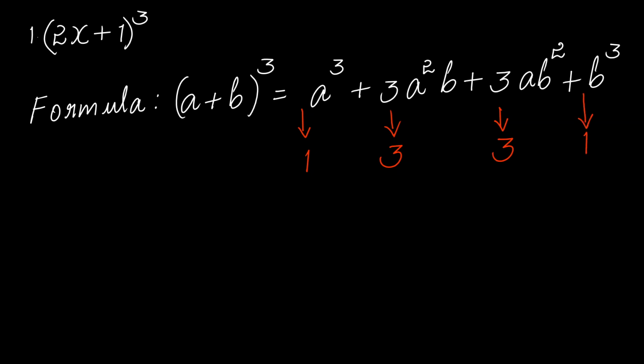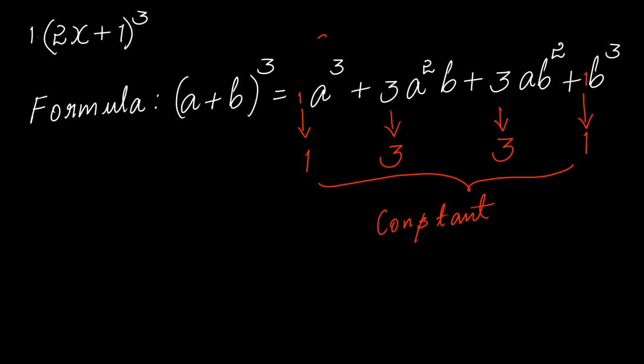Look at the first term. In a cube we have 1. In the second term we have 3. In the third term we have 3 again. And in the last we have 1. So 1, 3, 3, 1. These numbers never change. Only a and b change here. So remember these numbers 1, 3, 3, 1. These numbers are constant, they won't change in the formula.